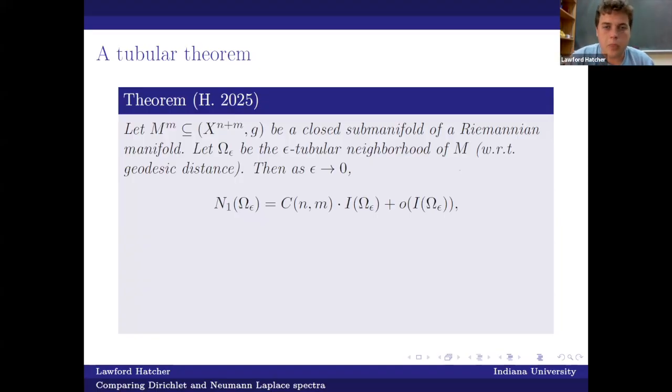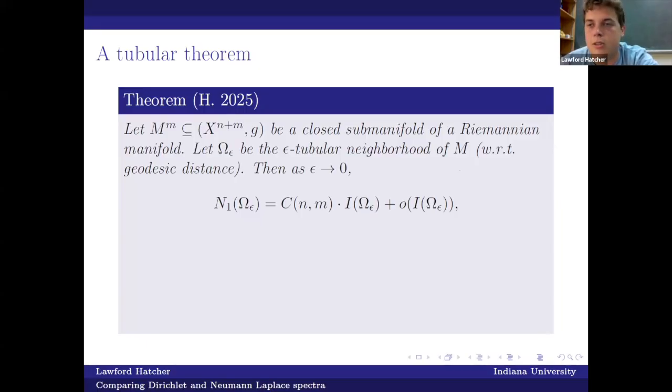So what the theorem says is that if you have a closed submanifold M of some ambient Riemannian manifold X, so M is compact in particular, X is not necessarily, it might be, that would be fine if it were. And then we're going to look at the epsilon tubular neighborhood of M. So this is the set of all points in X that are within epsilon geodesic distance to M. And what the theorem says is that as epsilon goes to 0, I have an exact asymptotic on N1 of omega epsilon. And this exact asymptotic is that there's a universal constant that just depends on the dimensions times the isoperimetric ratio. So I should point out that as epsilon goes to 0, the isoperimetric ratio of this thing goes to infinity.